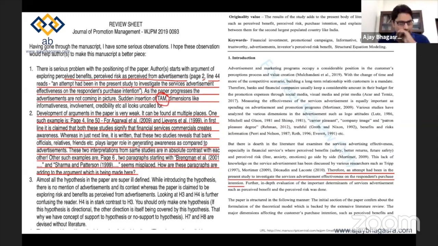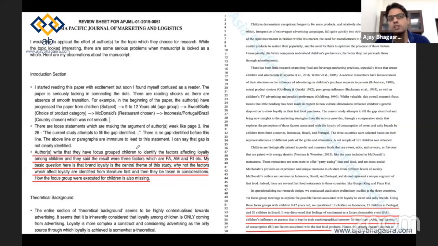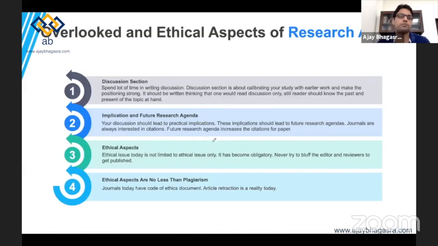Right? Another article that I've reviewed, Asia Pacific Journal of Marketing and Logistics, coming from Emerald. Authors again failing on the positioning issue. This is what I started writing to them. I started reading the paper with excitement, but soon I found myself confused as a reader. The paper is seriously lacking in connecting the dots. There are reading shocks as there is an absence of smooth transition. And then I'm explaining, this is like a 3 to 4 page review that I have sent to them. This is another positioning issue. And this is the article on the right hand side where I'm highlighting what and why I'm telling these things to them. Right? You need to look at these things and you need to have an answer to those things.